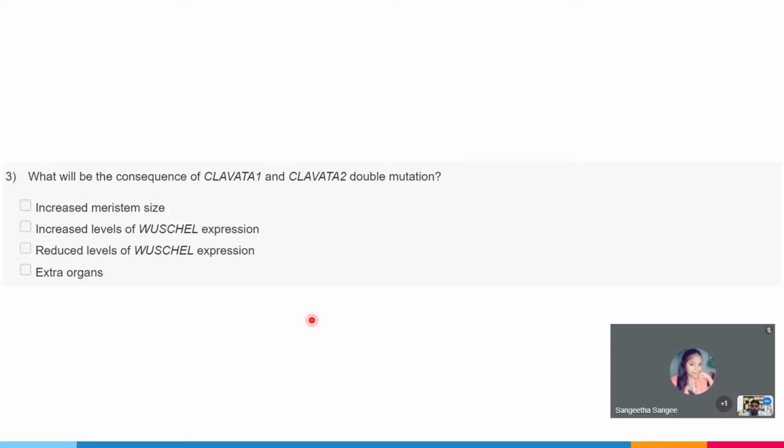So will anyone try and answer this, which of these can be the correct option? Since this is a square box type of answer, more than one is correct. Will anyone try and answer this?